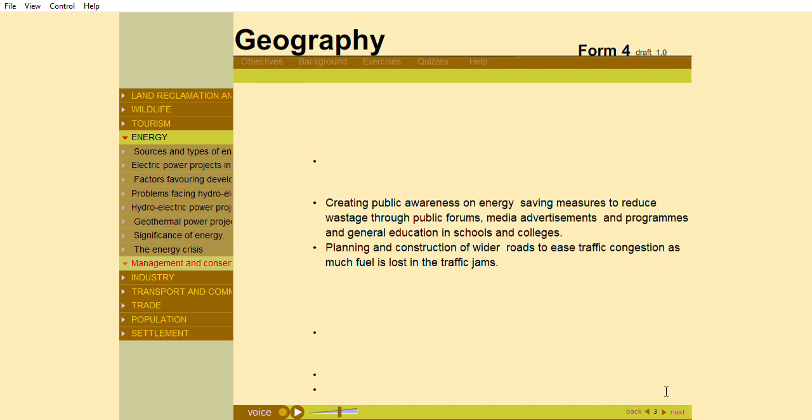Creating public awareness on energy saving measures to reduce wastage through public forums, media advertisements and programs, and general education in schools and colleges. Planning and construction of wider roads to ease traffic congestion as much fuel is lost in the traffic jams.